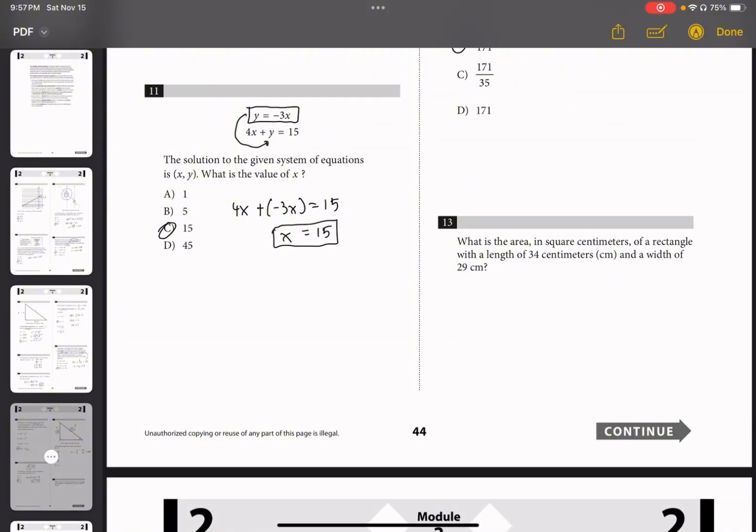Question 13. What is the area in square centimeters of a rectangle with length 34 centimeters and width 29 centimeters? This is a very basic problem. The area of a rectangle is equal to length times width, so it's going to be 34 times 29. For this, obviously, use your calculator when you have it. 34 times 29 is going to give you 986, which is equal to your area.